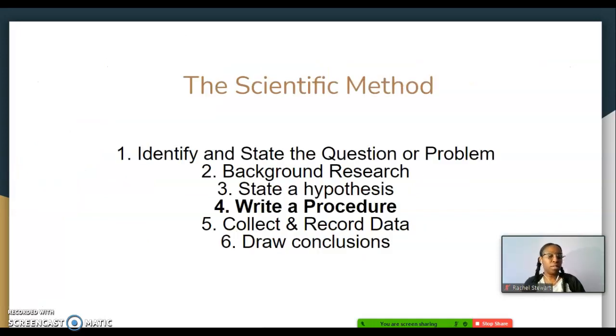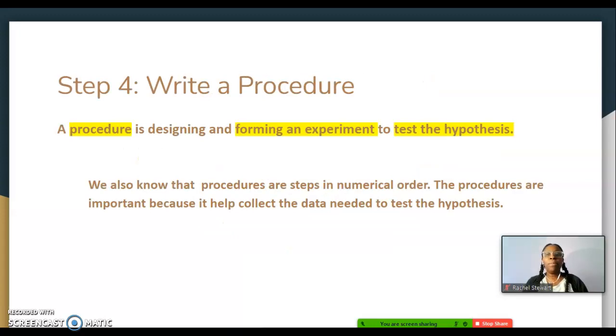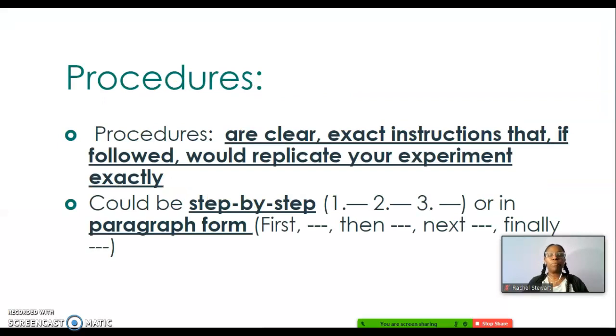Now, the next three steps in our scientific method is write a procedure. We're going to spend most of the time talking about how to write a procedure. A procedure is designing and forming an experiment to test the hypothesis. We also know that procedures are steps in numerical order, like step 1, step 2, step 3, step 4, step 5. We write those steps in numerical order so that if anyone comes back, they will be able to retest your hypothesis as needed according to the steps that you followed.